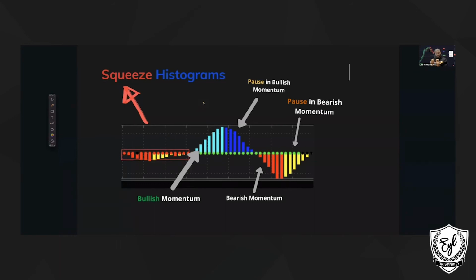Next, we have the dark blue bars. The dark blue bars, this is pause in bullish momentum. It means that the bulls are getting exhausted, they're getting tired. Now the bears are coming in and price may be coming down.